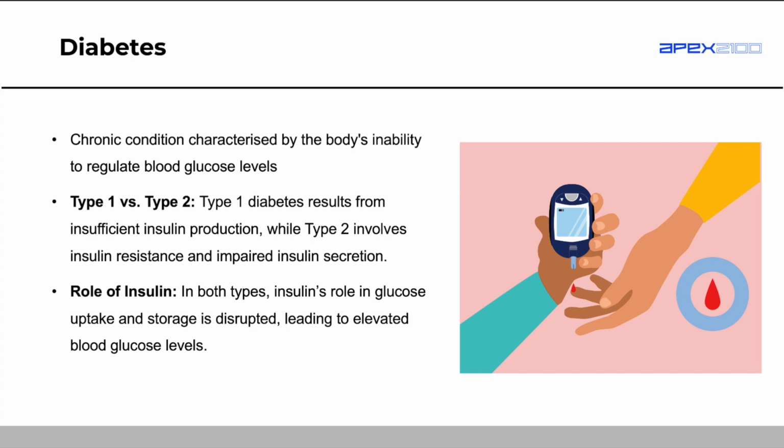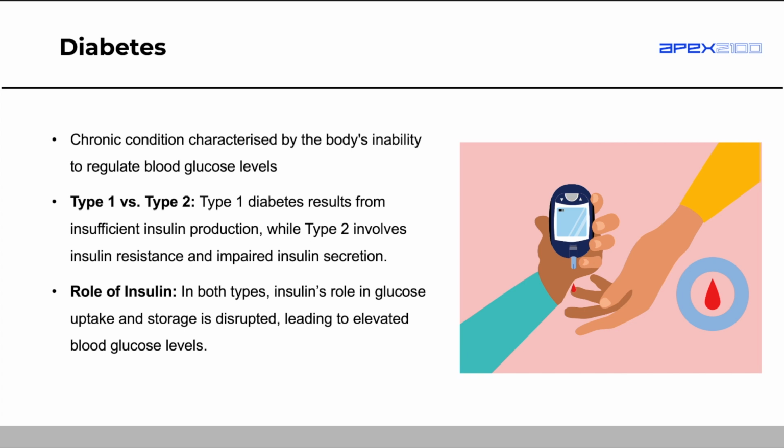Remember, insulin is needed to allow glucose to enter the cells. So if we have no insulin, it means that glucose cannot enter the cells of the body, which leads to that glucose circulating in the blood and leads to high blood sugar levels or high blood glucose levels.